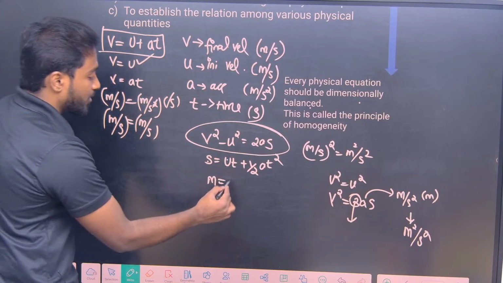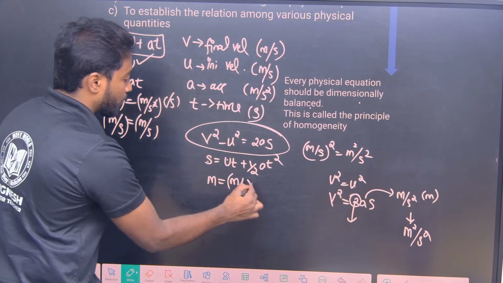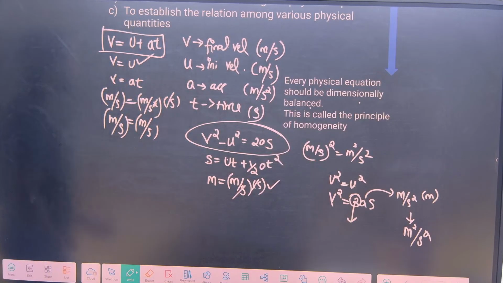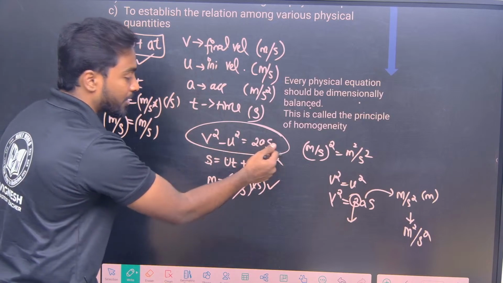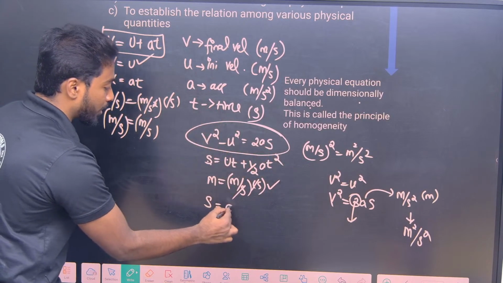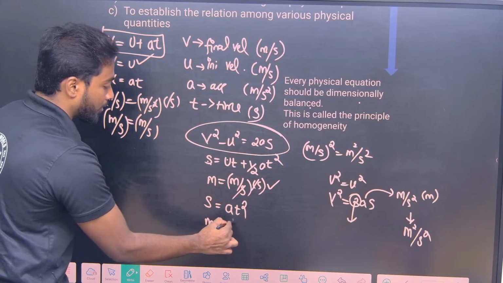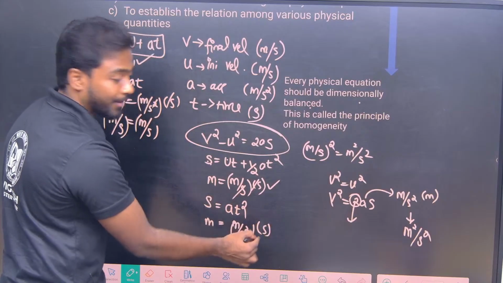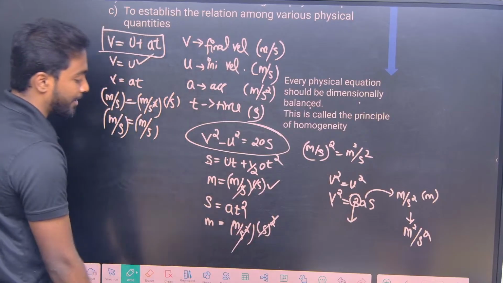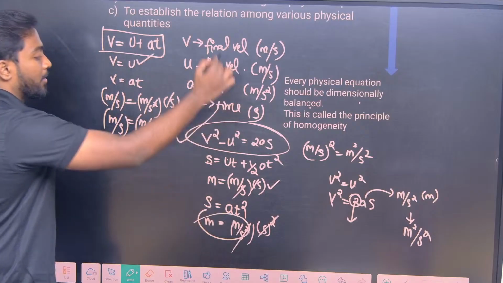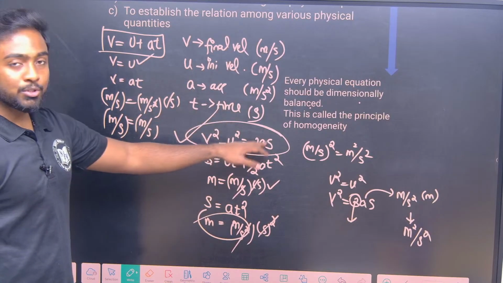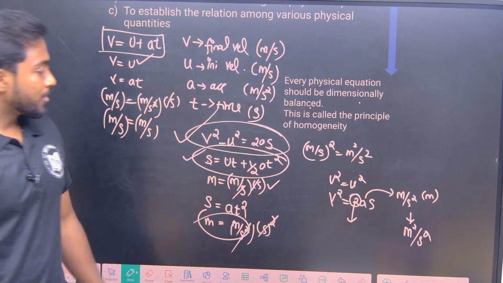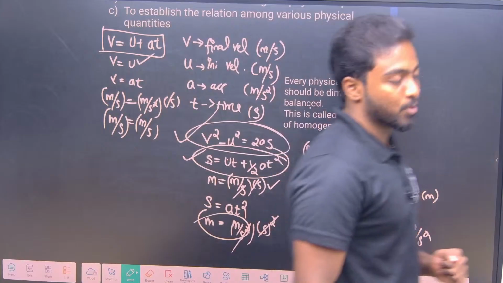This is velocity, meter per second, into time, second. The second cancels, so it follows s equals ut. But s equals half a t square should also be there. It is meter per second square, and time is second and square, so this and this get cancelled. So v square minus u square follows, s equals ut plus half a t square also follows. So we can say these are perfect equations.